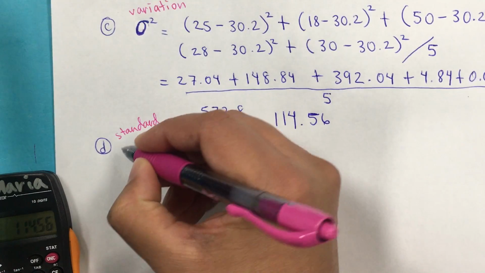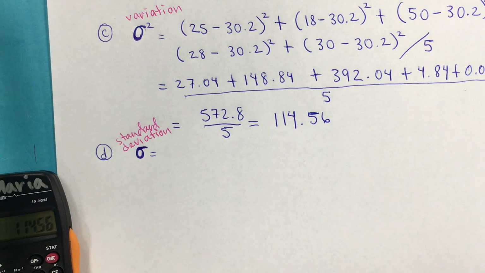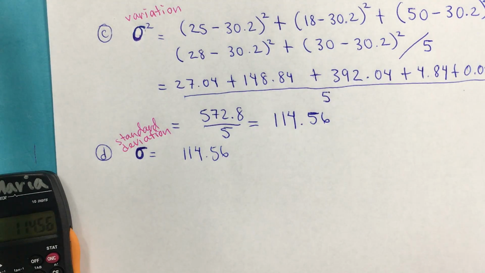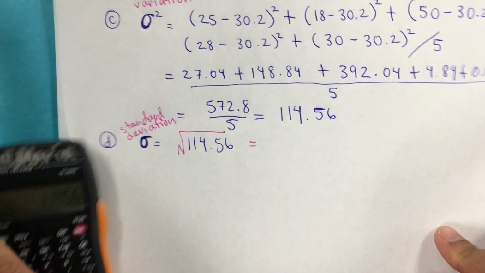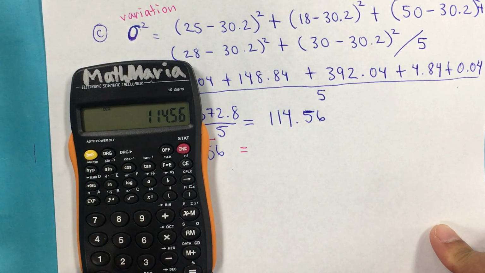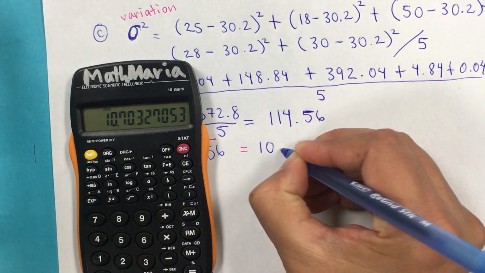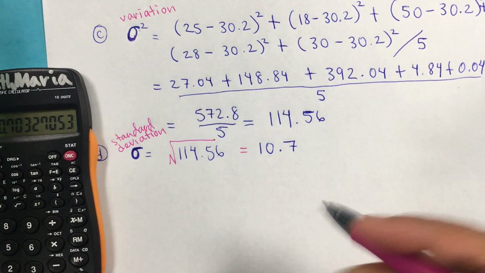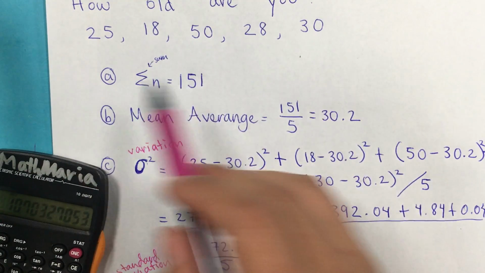Okay, so now to get the standard deviation, which is represented by just sigma, let me write it here, standard deviation. All you have to do is get the variation and take the square root of it. And so, since we already have it here, take the square root of that, and your answer is 10.7. And so this is a number to measure how spread the data is, or another word is dispersion of the data that we gathered.